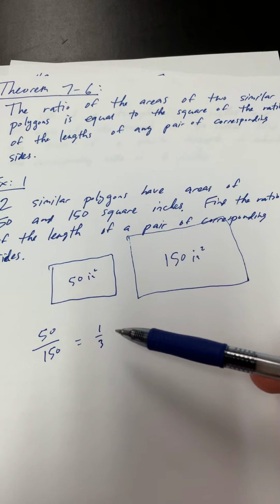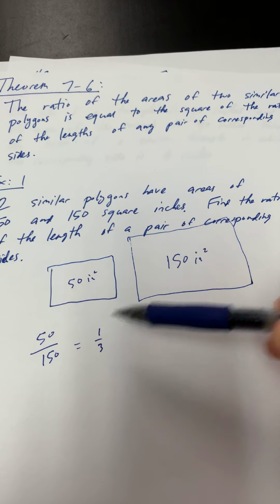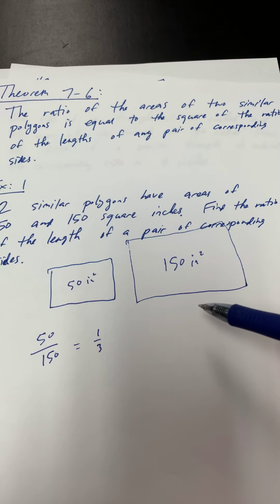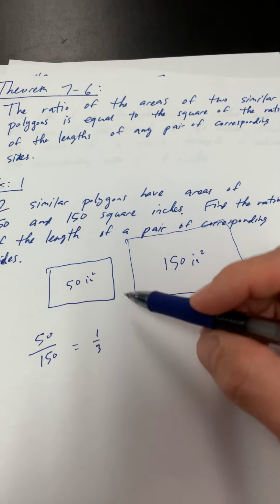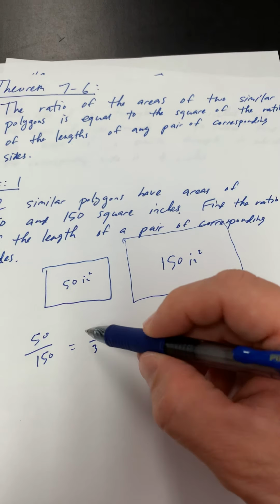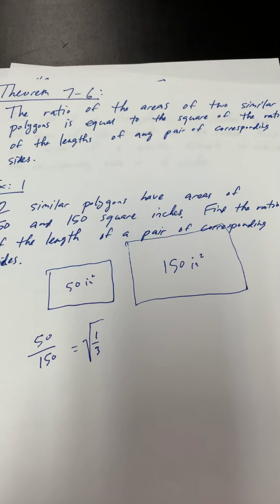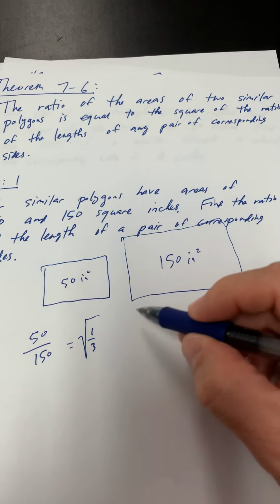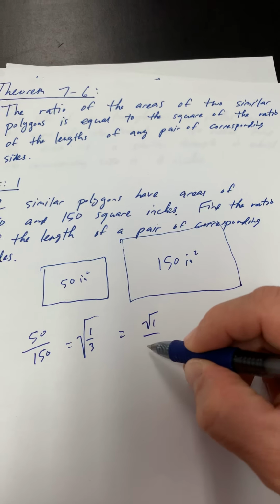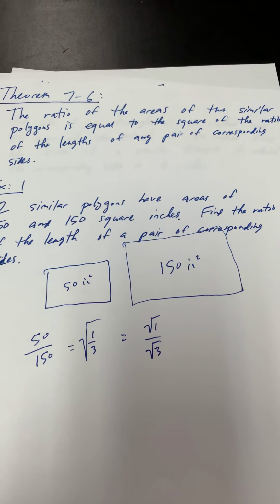If you have the ratio of the areas, then to find out what the ratio of two corresponding sides is, you're going to square root this ratio. So this is actually going to break down to the square root of 1 over the square root of 3. It's how you can break that down.